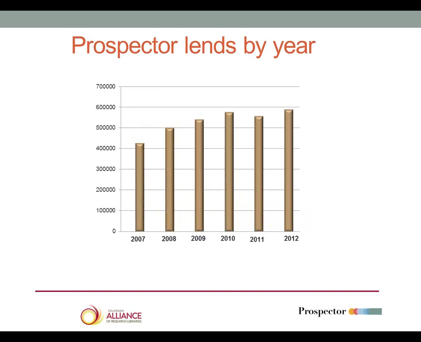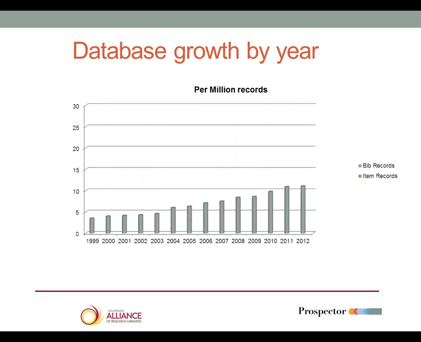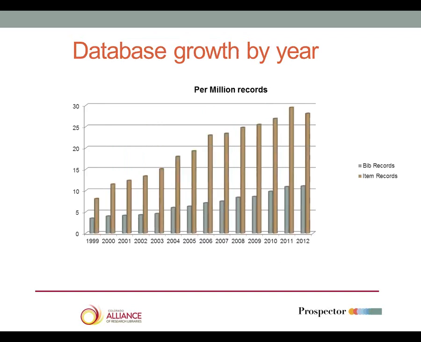This is the Prospector loans per year, and you can see we've gone up a little bit in 12. We are slowly making progress, slowly growing, and that's even with ebooks that are harder to lend. Then the database growth per year, you can see this has also been a steady incline with both the bib records and the item records. We're actually beyond 30 million. This is a bit off, but you can kind of get an idea of how the actual item records have grown over the years.